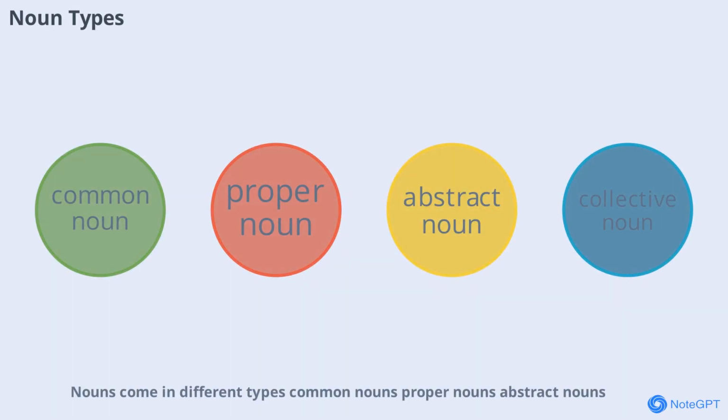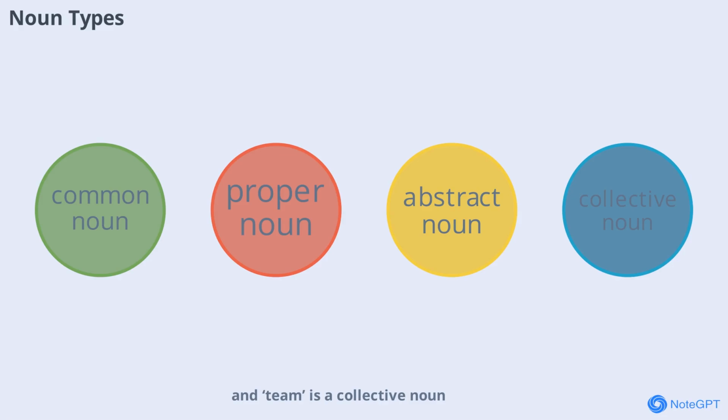Nouns come in different types: common nouns, proper nouns, abstract nouns, and collective nouns. For example, city is a common noun, London is a proper noun, happiness is an abstract noun, and team is a collective noun.